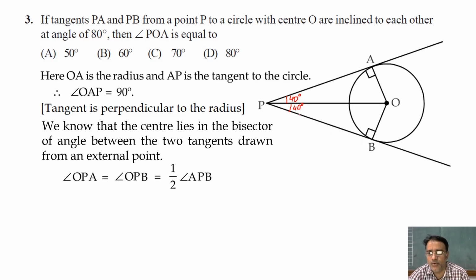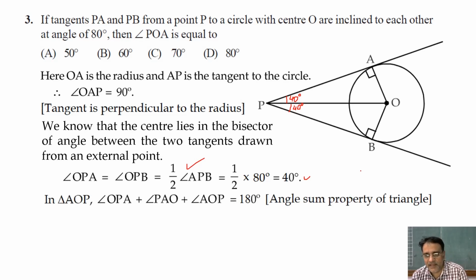Okay, angle OPA, angle OPB will be half of angle APB. So half of 80 degrees is 40 degrees. Now we'll take up this triangle OAP. What is the sum of all the angles? 180. Right, by angle sum property of triangle. Now we'll substitute the value of this angle, 40 degrees. This angle is 90 degrees and AOP, this angle we need to find.